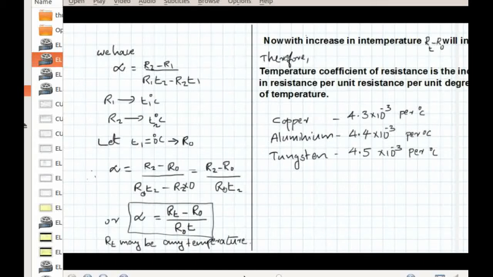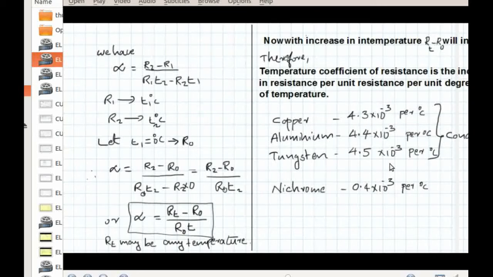All these are metals, right? And all these are conductors also. Then there is nichrome. For nichrome, the value of alpha is 0.4 into 10 raised to minus 3 per degree Celsius. So when we compare all these values, we see that the value of alpha for nichrome is very small compared to that of these conductors, because all these are of the order of 4 into 10 raised to minus 3.